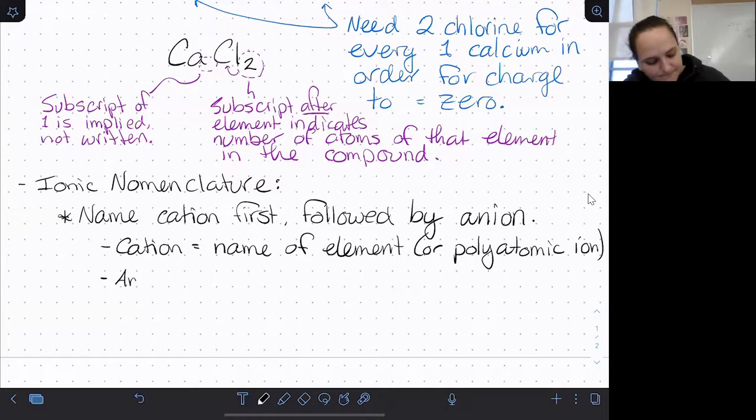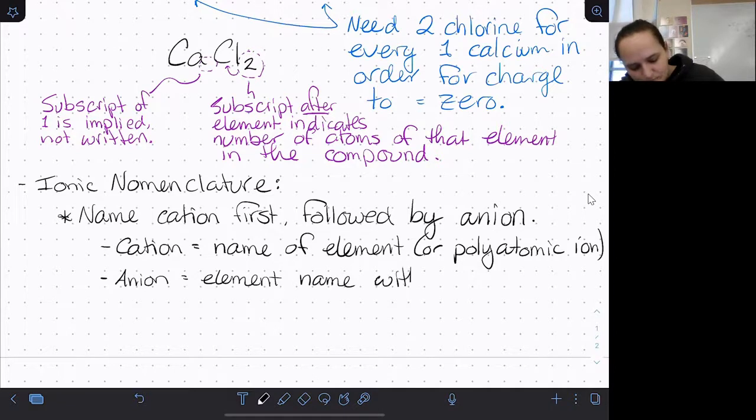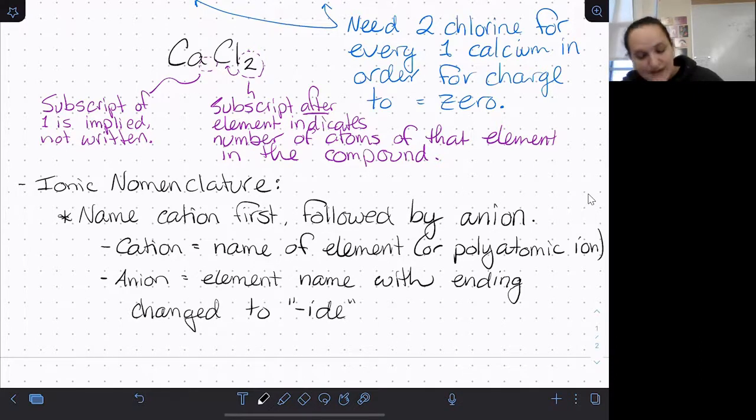The anion is the one where it's a little bit different. If it is just an element, just a single atom, we change the ending on the name. So we take the element name, but we use it with the ending changed to "ide." So the last syllable, or sometimes 2, of whatever your element is, just gets replaced with "ide."